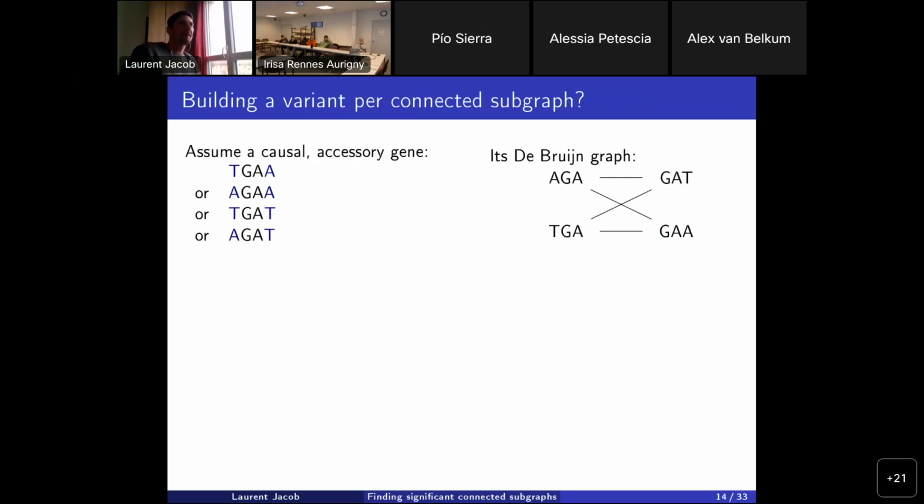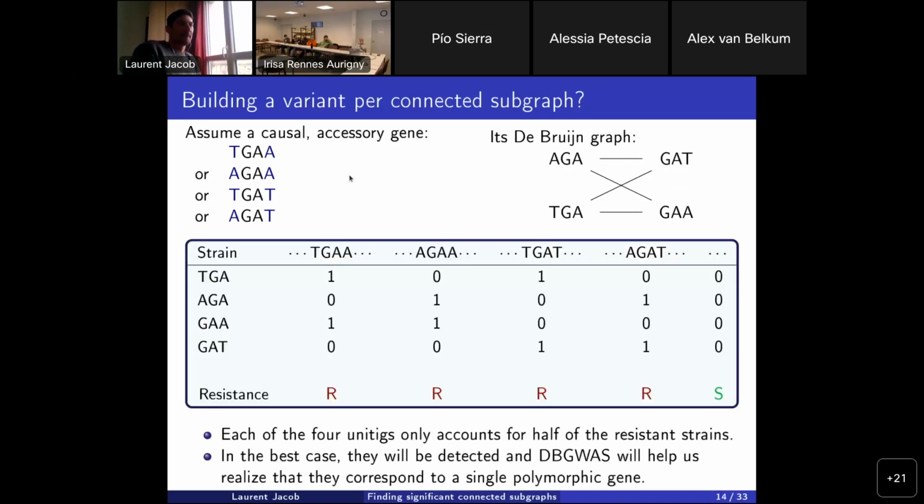And so here I'll get back to the same motivating example. I'm having an even shorter gene than before, just for the sake of the explanation. It's a 4-letter gene, and you have several versions of it. Okay, this is your causal gene. If you do the de Bruijn graph on it with k-mers of size 3, this is what you obtain here. And you see that you have 4 possible unitigs. There is no compaction here at all.